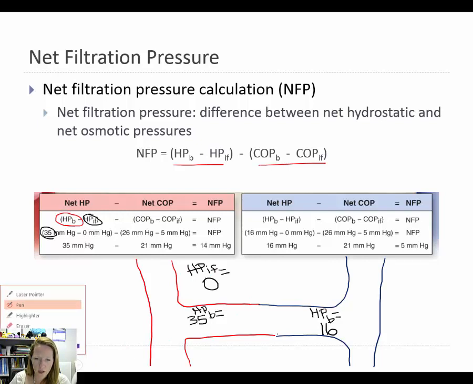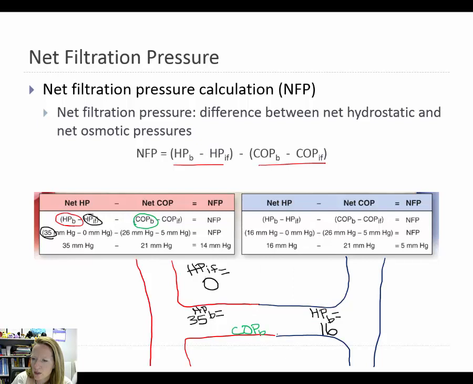Let me see if I can add another color in here. Oh, green, yes. I haven't used green. I'm so excited. Now let's take a look at our colloid osmotic pressure. So the BCOP, or COPB, that's going to be on the inside because that's the blood colloid osmotic pressure. Remember, this is going to be due to those plasma proteins.